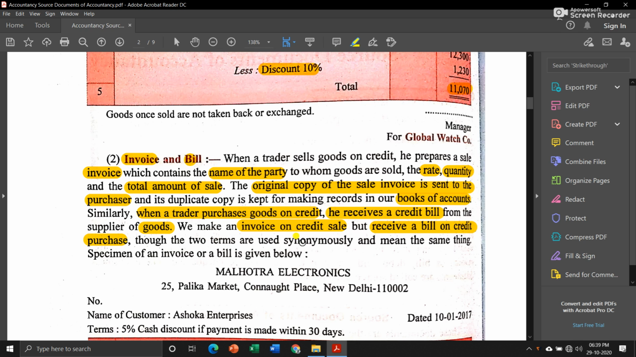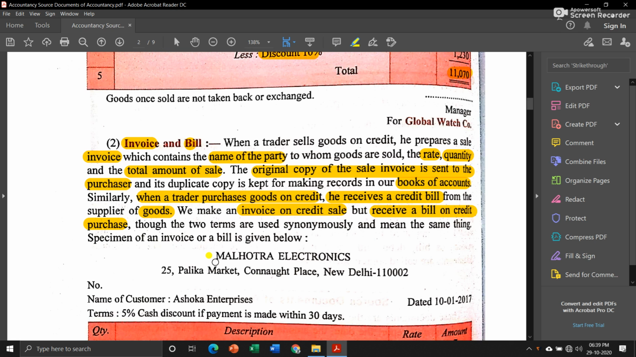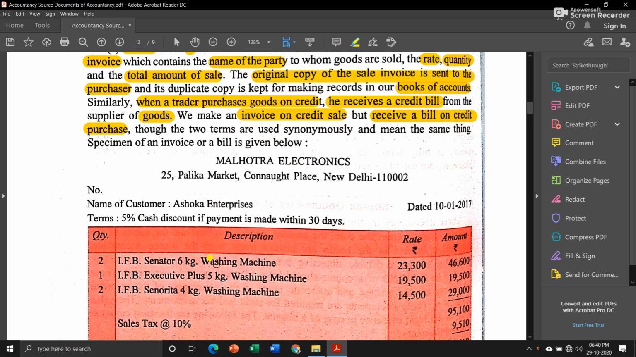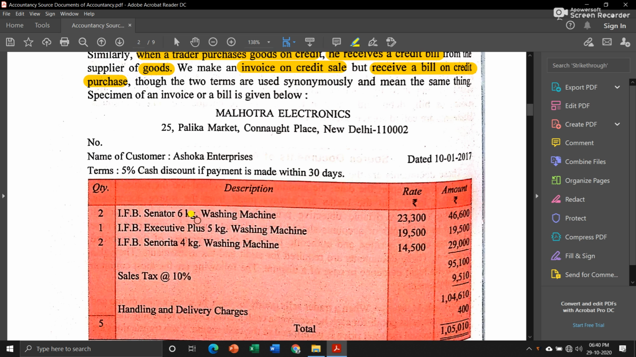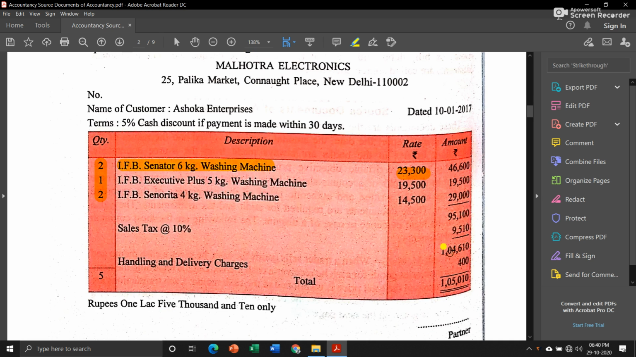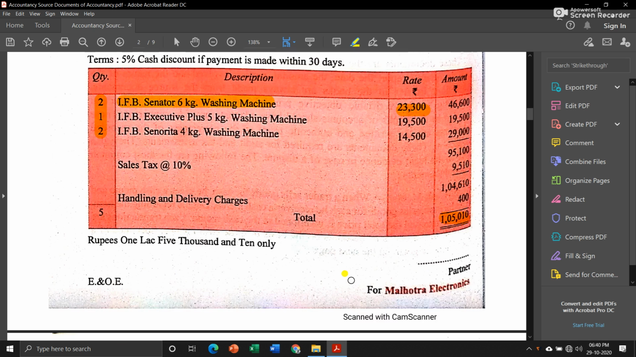Though the two items are used synonymously and mean the same thing, a specimen of an invoice or a bill is given below. Sometimes you might get confused between invoice and bill, but there is a little bit of difference between these two. Now, an example of an invoice or a bill is given. Quantity is mentioned, item is mentioned, rate is mentioned, then total amount is also mentioned.